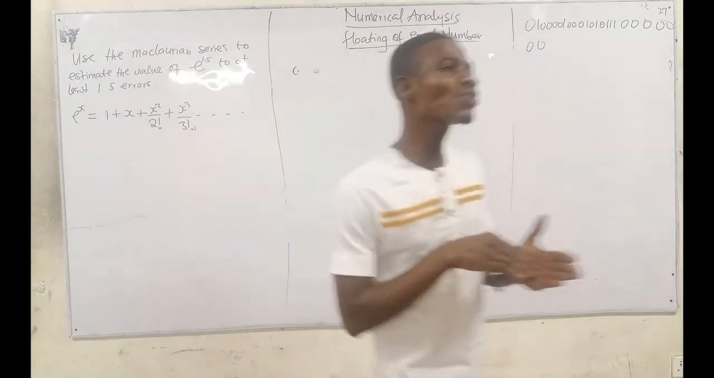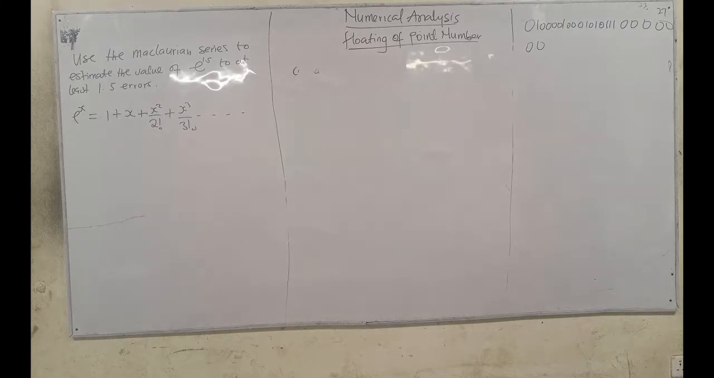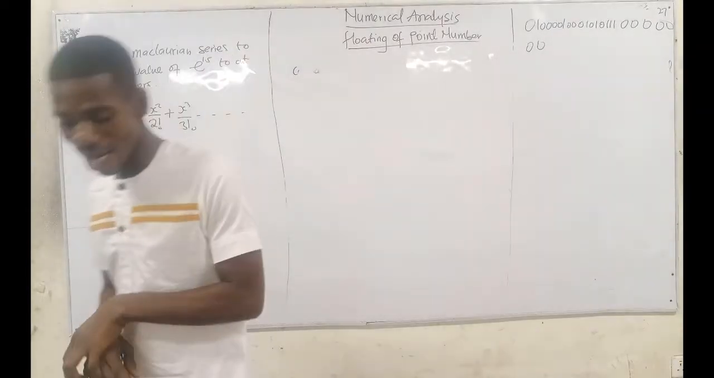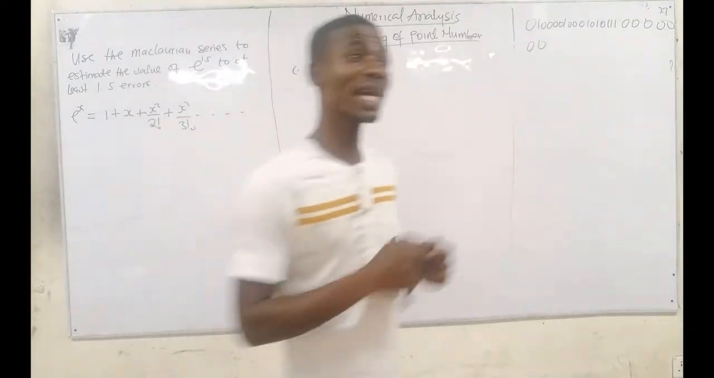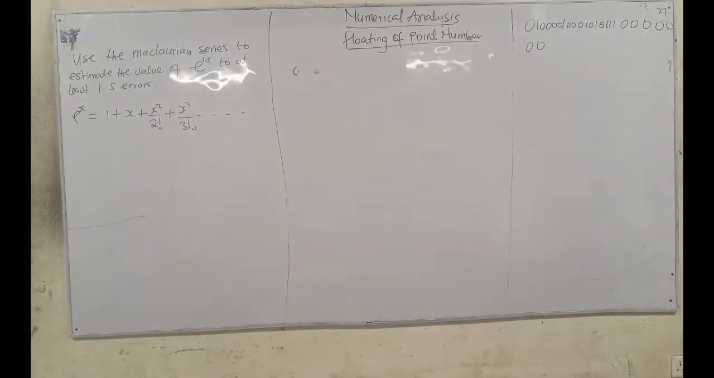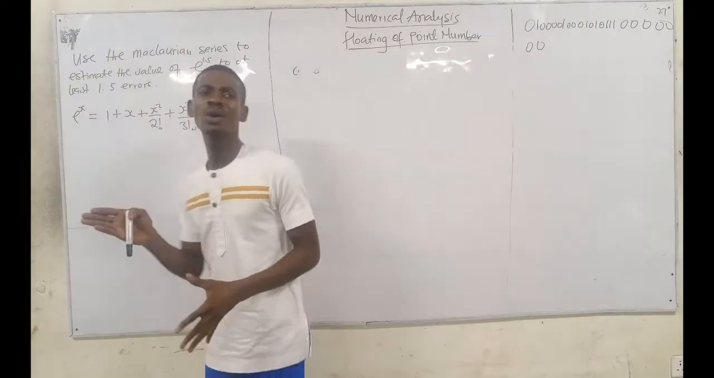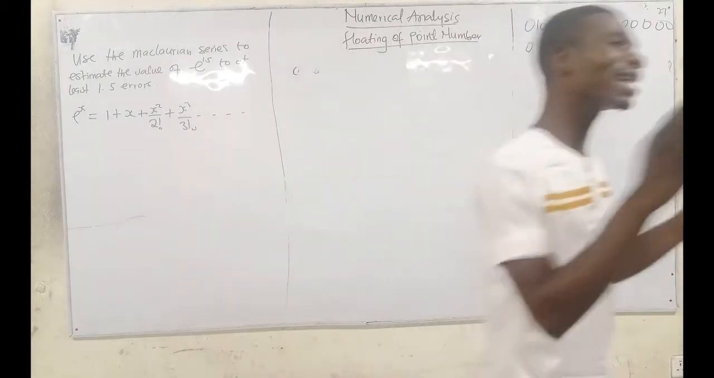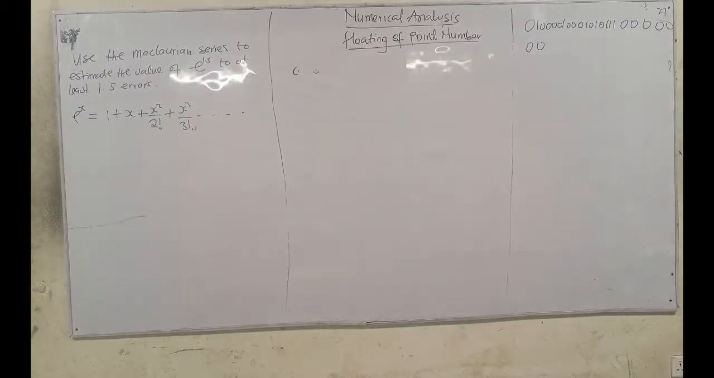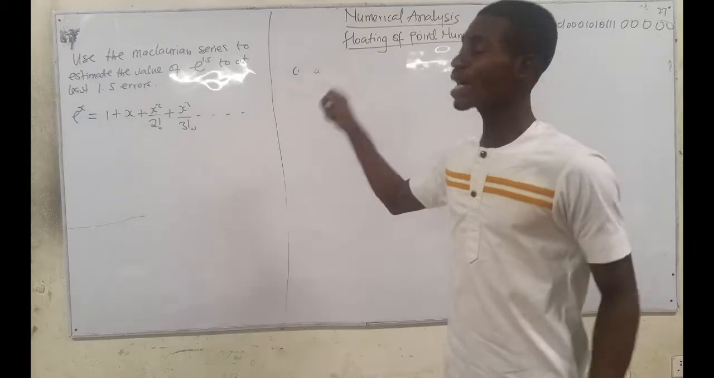So please, we are to estimate this one to at least 1.5 error. Do you know what this means? It means that in each case, we must calculate the error that is being committed. And how do we calculate the error? That's the problem. We don't just take the question like that and substitute our values here. No. We have to build a table in order to get our correct error. This is a type of error question.